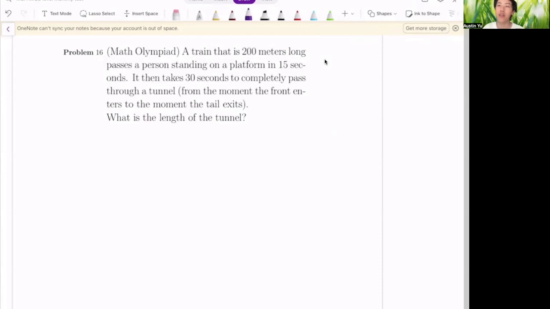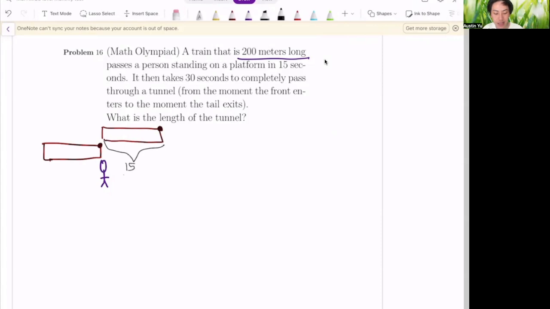Well, first, let's collect all the information that we're given. The train is 200 meters long, and it also says that it passes a person standing on a platform in 15 seconds. So let's draw a box to represent the train. Let's also draw a circle to represent the front of the train. And in 15 seconds, from the front of the train passing the person all the way to when the tail of the train finally passes the person, this in total takes 15 seconds. And it covers 200 meters, right? Because that's the length of the train itself.